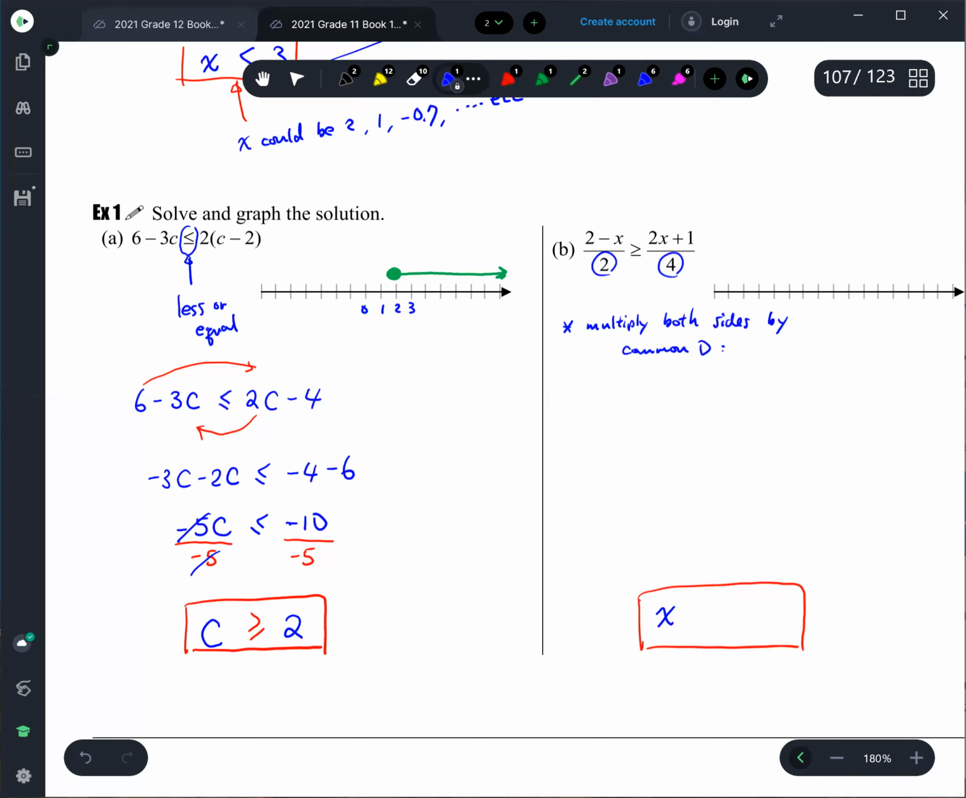Okay, in this case it's 4, okay? Left side times it by 4, right side also times it by 4. You have to multiply by the same number or divide by the same number. Otherwise, it will change the question, okay?